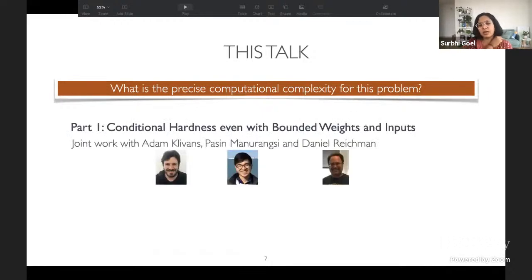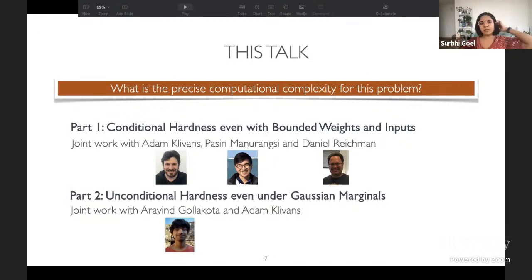In the first part, I'm going to talk about a conditional hardness result. So this is going to be based on some assumption of a hard problem. And we're going to say that in the setting where we assume that even the weights are bounded, and even the inputs are bounded, with low norm, can this problem be solved? And we'll show that actually it is hard even in that setup. And we'll get a precise complexity of this problem. And this is joint work with Adam, Passan, and Daniel.